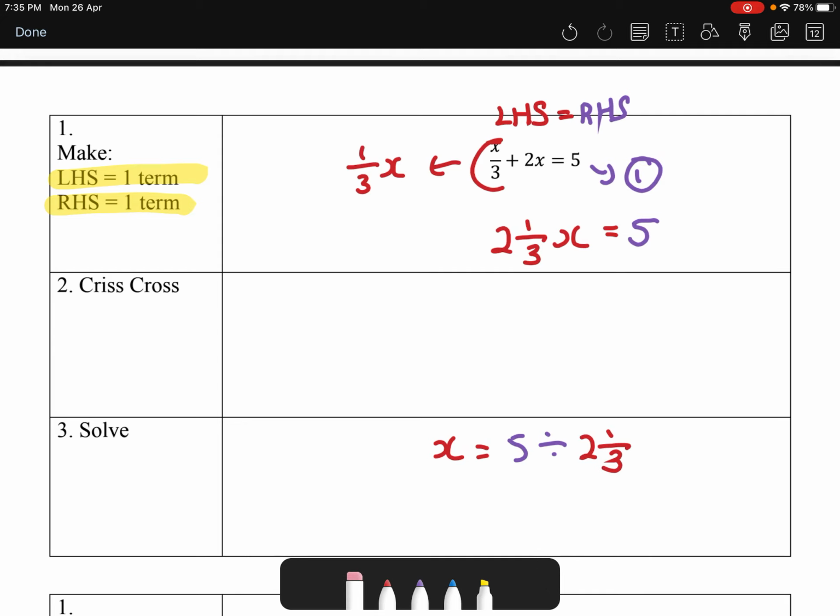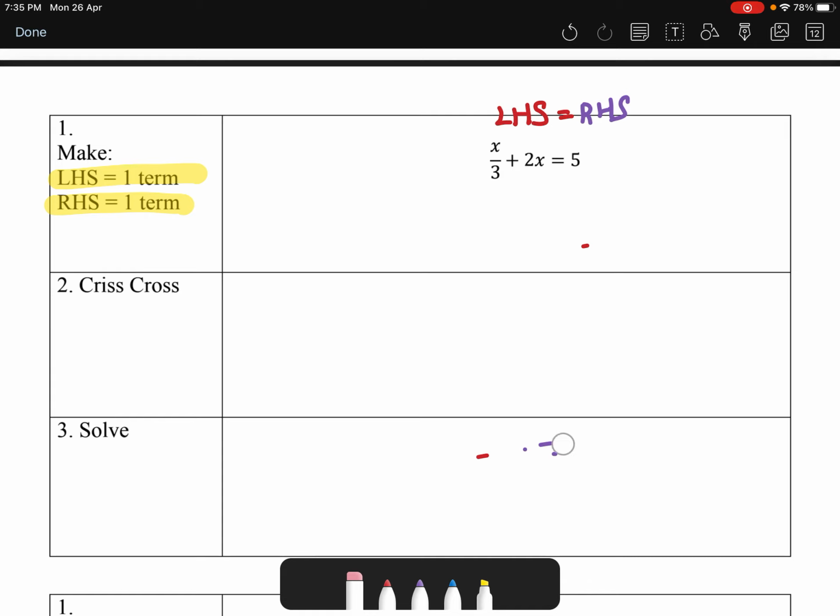Or you can do another way, which is to make the denominator the same. Let me just show you. Same thing now. Left hand side, right hand side. For this, 5 is 5 over 1. It's understood that there's a denominator of 1 for 5, and for the 2x, it's understood there's a denominator of 1. So now I have converted my so-called equation into a fully algebraic fraction.